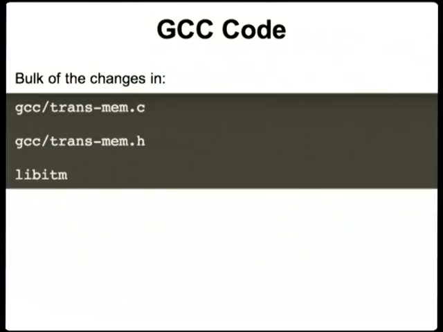If you want to go look in the code, and I'll talk about the code as we go along here, within the GCC source tree, there is a transmem.c, which is about 5,300 lines of code. And transmem.h is really short. And that's the part that generates the code. And then there's a library, libitm, which has a whole bunch of files in it, which is the runtime part that does all the work behind the scenes.